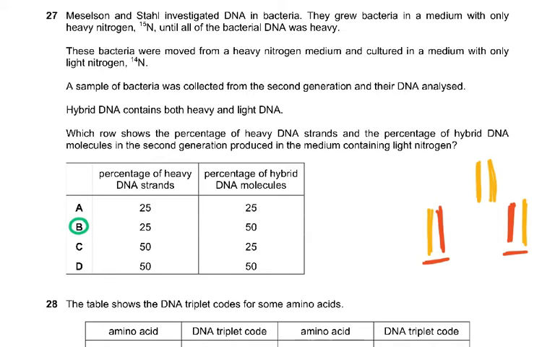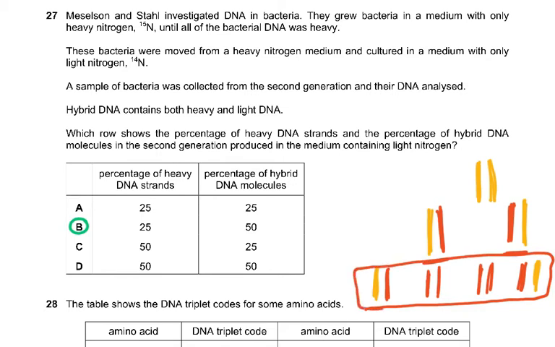Percentage of heavy DNA strands and the percentage of hybrid DNA molecules in the second generation produced in the medium containing light nitrogen. It said which row shows the percentage of heavy DNA strands and the percentage of hybrid DNA. Now you can see this line. This is the second generation. Now you can see this is hybrid DNA. So percentage of hybrid DNA was 2 out of 4, which is 50%.